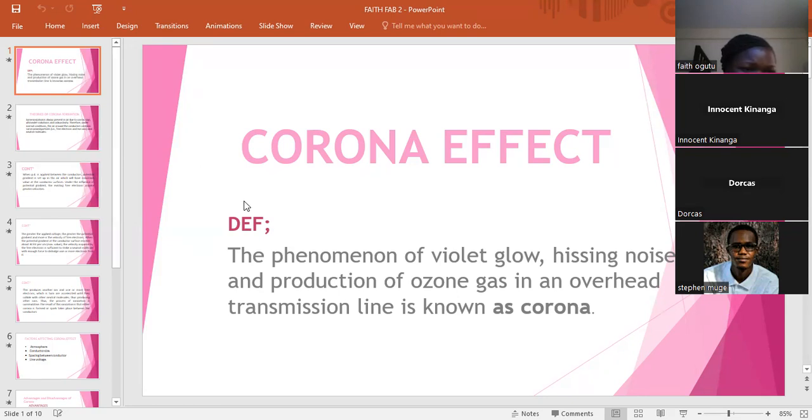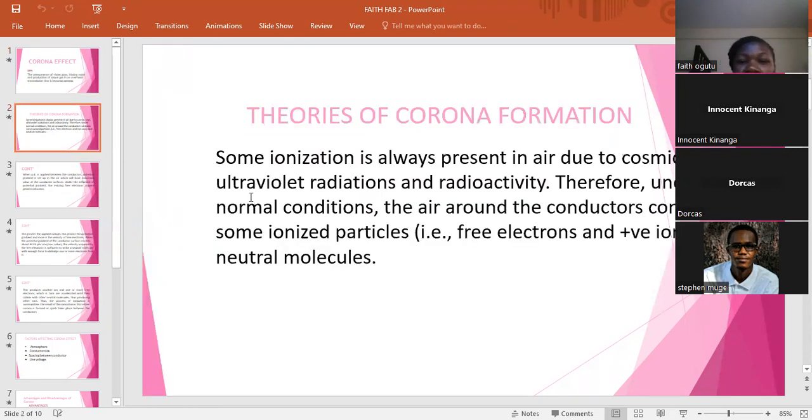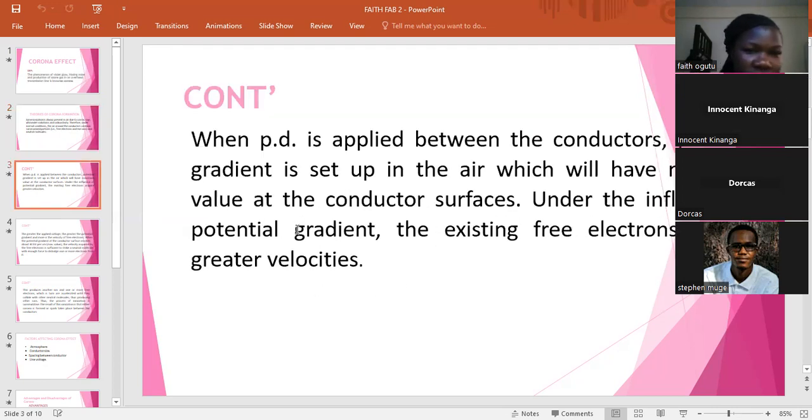And to continue, we're going to look at the theories of corona formation. Under this theory, we are going to discuss how corona is formed and under what conditions does corona occur in the overhead transmission line. Some ionization is always present in the air due to the cosmic ultraviolet radiation and the radioactivity. Therefore, under normal conditions, the air around the conductors becomes ionized. The particles include the free electrons, the positive ions, and the neutral molecules.